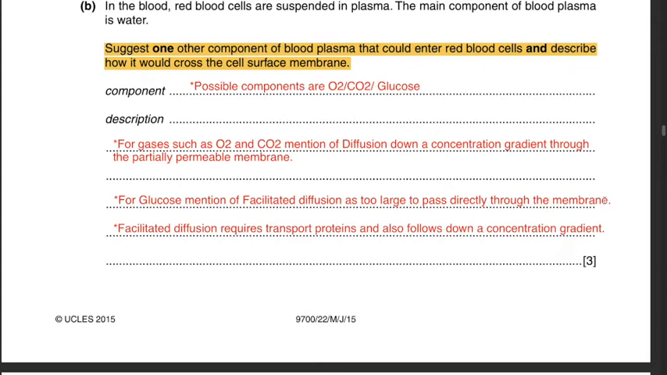because they are small molecules and gases are able to pass through the cell surface membrane. Hence, for gases such as oxygen and carbon dioxide, do mention diffusion down a concentration gradient through the partially permeable membrane. If you mention glucose, then you should talk about the facilitated diffusion process because glucose is too large to pass directly through the membrane, and you should mention facilitated diffusion requires transport proteins as well as it follows down a concentration gradient.